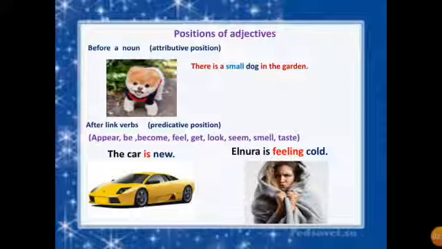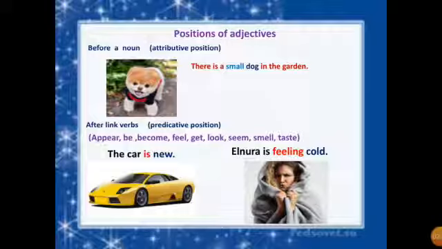Now, there are two positions of adjectives. First, before a noun, the attributive position, and second, after link verbs. For example, there is a small dog in the garden. In this sentence, the adjective small is used before a noun.